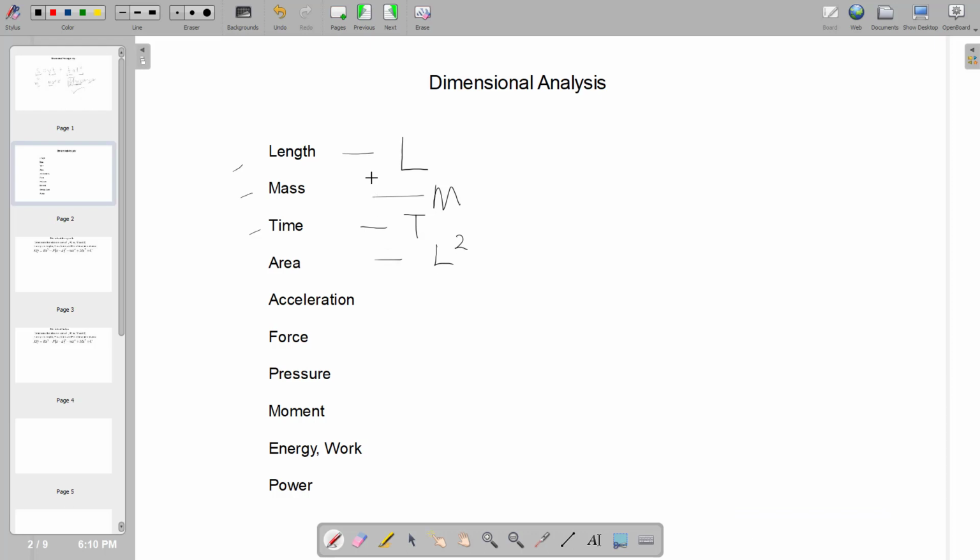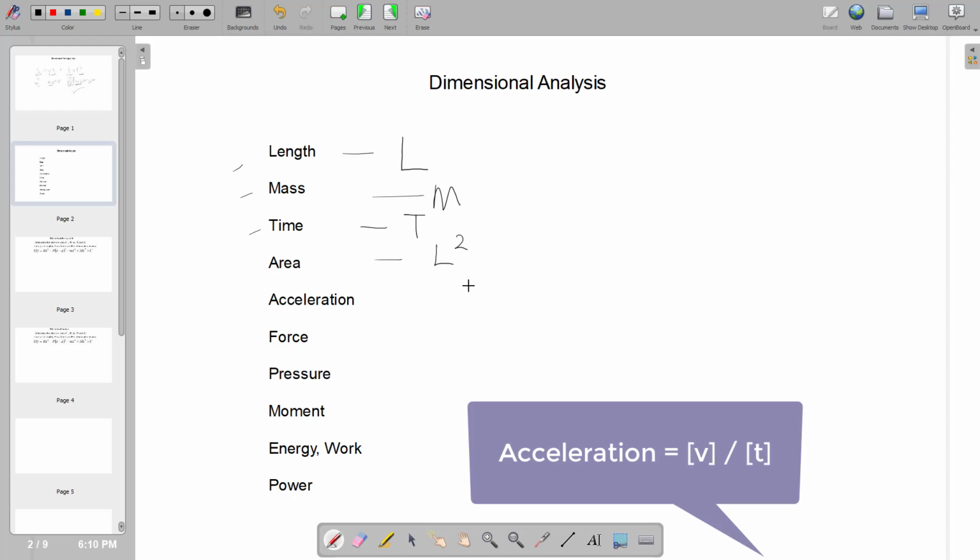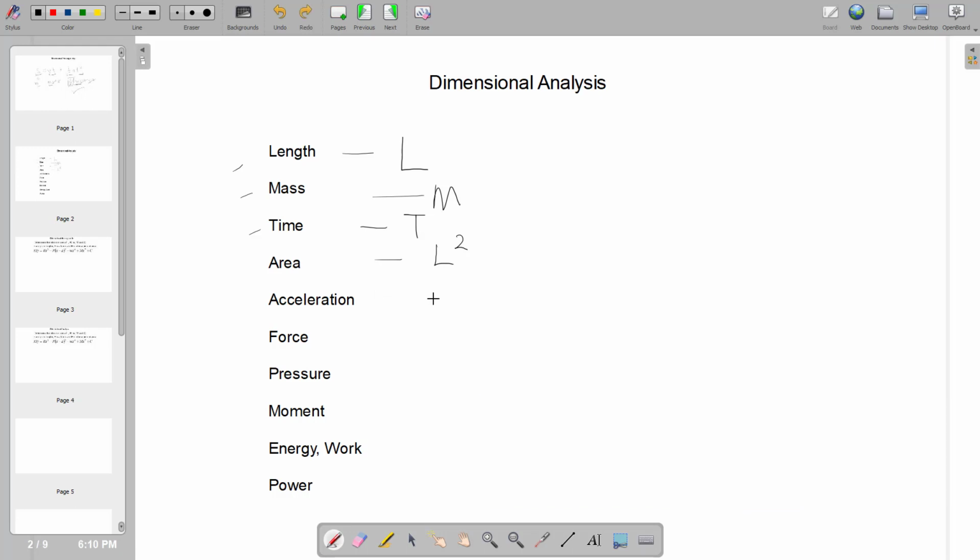Acceleration is a change in velocity over time. So it's a difference in velocity, whose dimension will be a velocity, over some time. We know velocity is meters per second, so some distance per some time, so L per T. And then this velocity is changing over some time, so L per T divided by T becomes L per T squared. So acceleration has a dimension of LT negative 2.